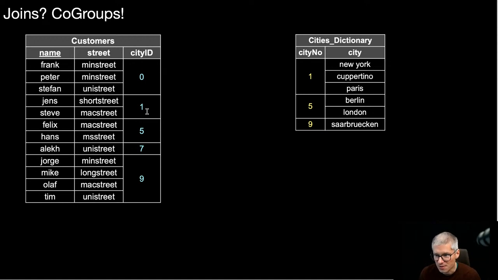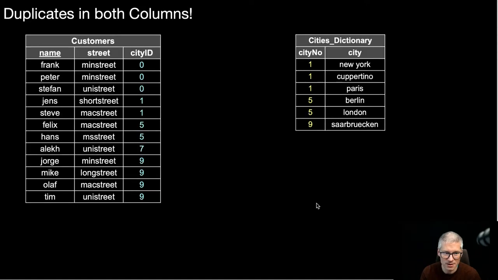So when thinking about an algorithm, what an algorithm has to do is only consider certain pairs of tuples from both relations. Actually, only these tuples here on the left can join tuples in this group on the right, these first three rows here in Cities Dictionary. But these tuples here can never produce a join result with anything else, like this group or the 5 or the 7 or the 9 group. That's impossible by definition. And that leads to an algorithm that's called co-grouping that I would like to briefly explain in the following.